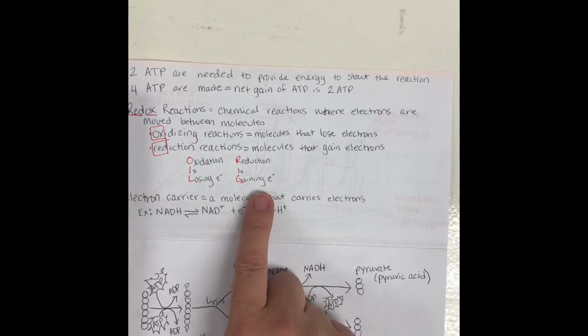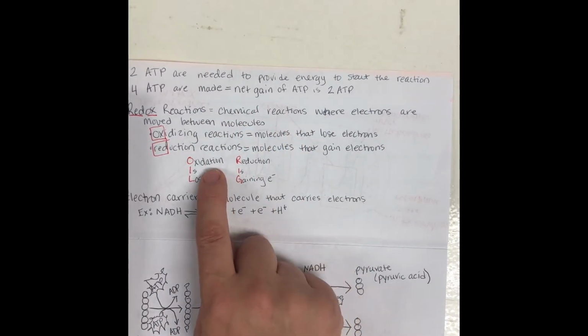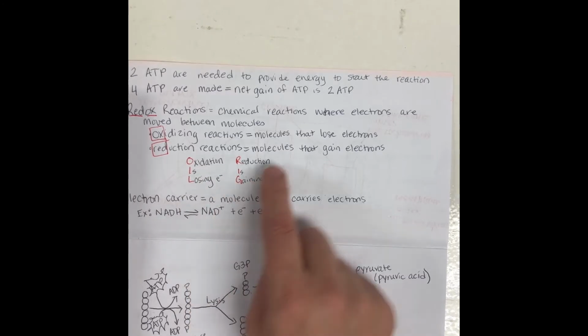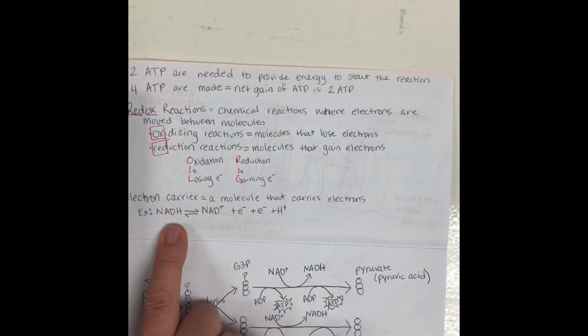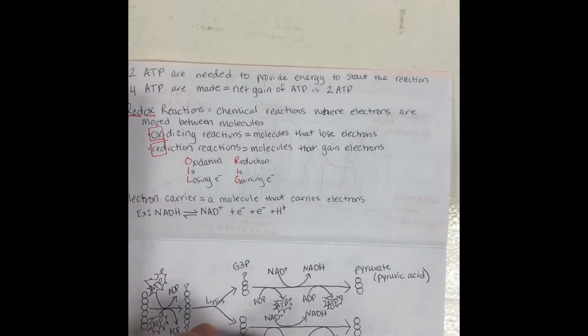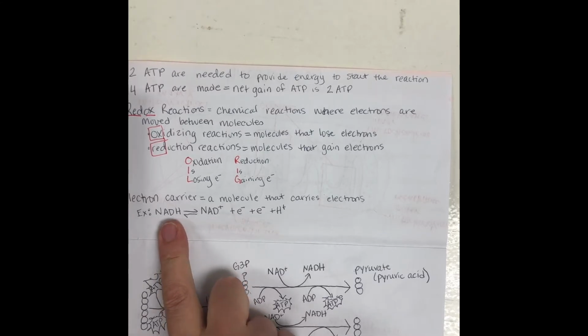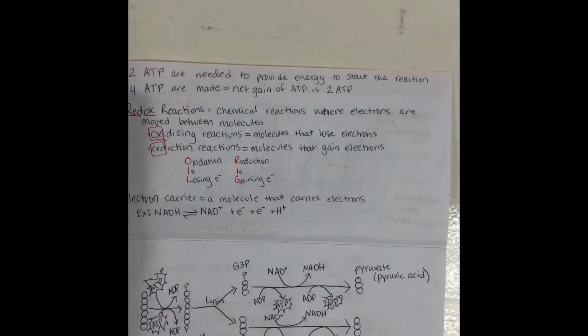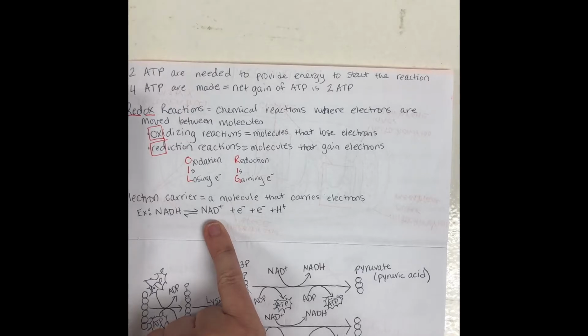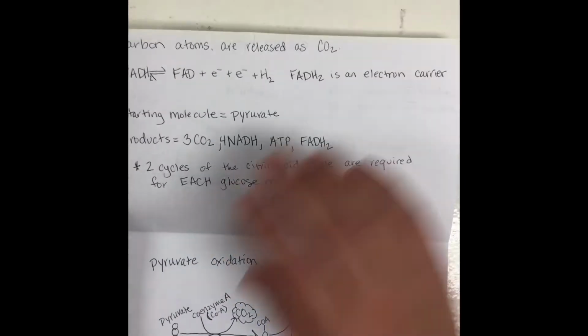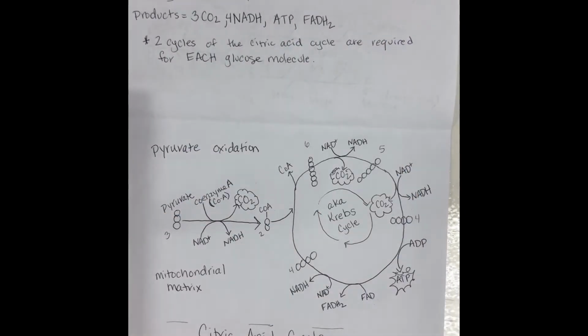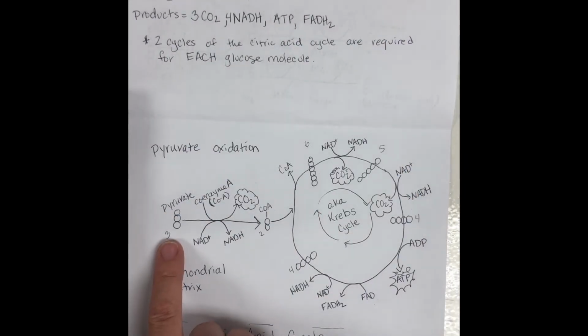We talked about our redox reactions, focusing on oxidation is losing electrons and reduction is gaining electrons. And then we introduced the concept of an electron carrier, which is a molecule that carries electrons, and in this case, it is NADH that is carrying the electrons, and that is made with an NAD plus, 2 electrons, and a hydrogen ion.